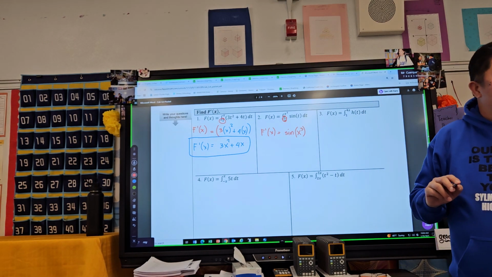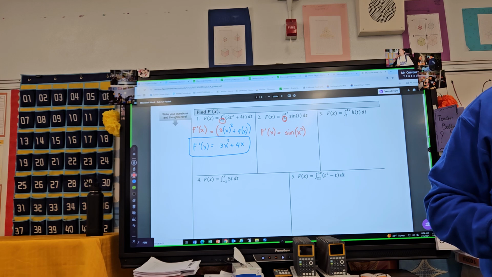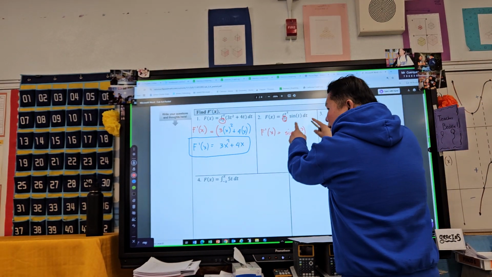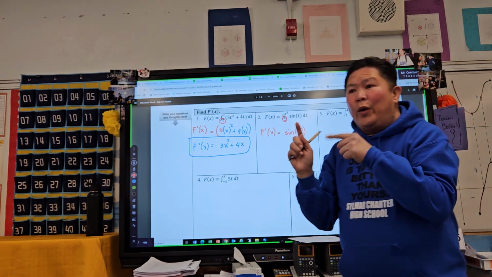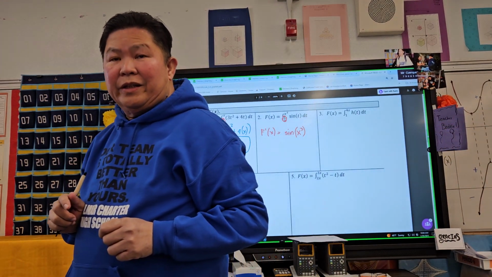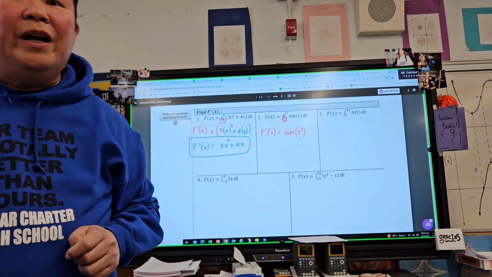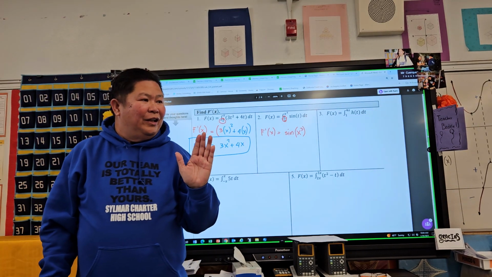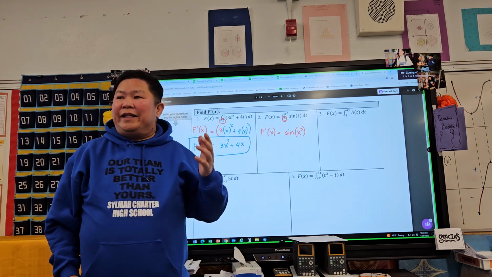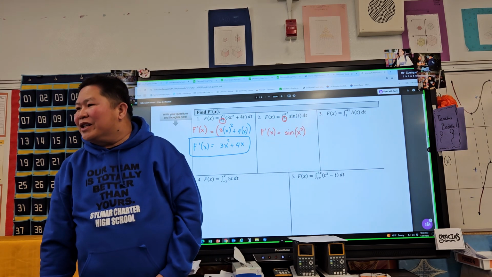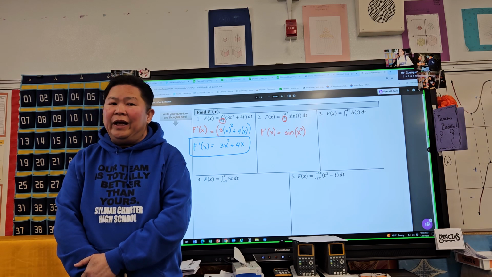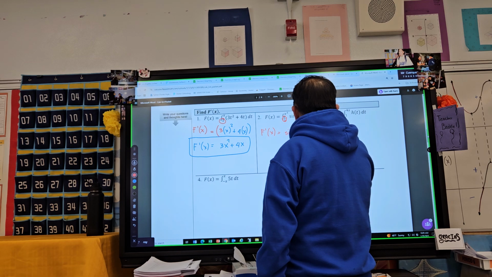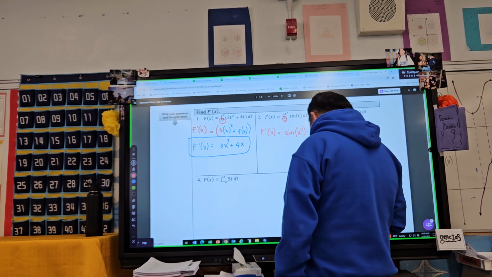You replace it. What is this? Aquarium. There's a fish inside. So what do you mean by that? Multiply by, say it loud, 3x. Take the derivative. What's the derivative of x cubed? 3x squared. So times 3x squared.